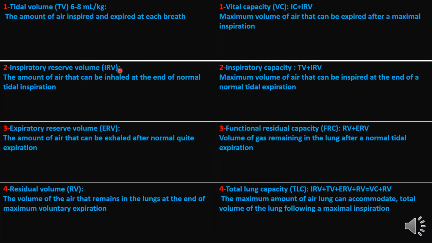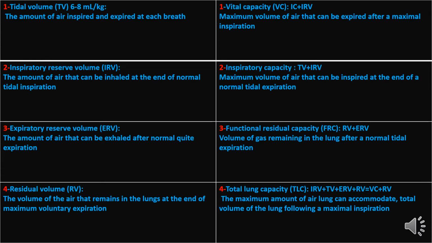Then the inspiratory reserve volume. From the words you can recognize: inspiratory reserve volume, the amount of air that can be inhaled at the end of normal tidal inspiration. For example, you are breathing normally in and out. You inspire, and after inspiration you try to forcefully inspire again as much as possible. That is called the inspiratory reserve volume. This volume is reserved in your lungs, but you don't use it, except when you inspire forcefully after a normal tidal breath. That is the volume we call the inspiratory reserve volume.